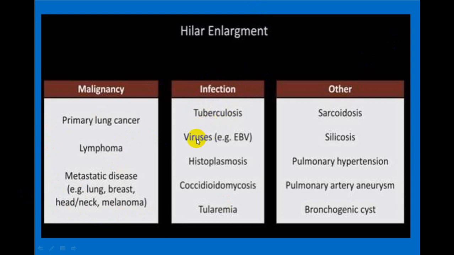While as far as infection is concerned, in India, the first possibility is tuberculosis, and rare possibilities are virus, histoplasmosis, coccidioidomycosis, tularemia, etc. These are not common. These are absolutely rare. So first, always rule out tuberculosis. And among malignancy, primary lung malignancy, lymphomas, or metastatic disorders. And some of the other conditions which can be seen very frequently are sarcoidosis and silicosis. These two are very, very common. Yes, the hilum can be enlarged without lymph nodes because of pulmonary hypertension or pulmonary artery aneurysm, and absolutely rare, bronchogenic cyst. So these are some of the conditions where the hilum can be enlarged.